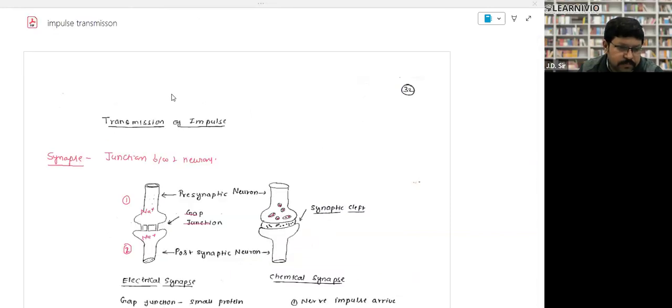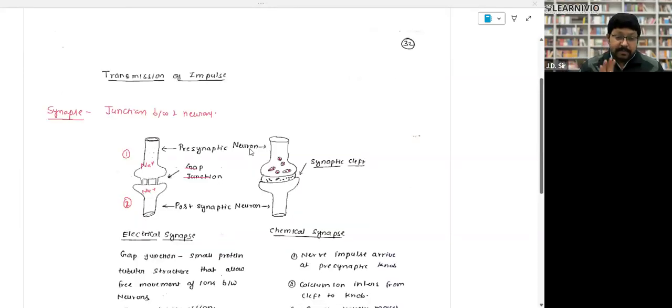Pulse transmission. Download it and let me know. They can ask you what is the chemical synapse, right? Then you have to make this diagram. You have to make this diagram as it is.